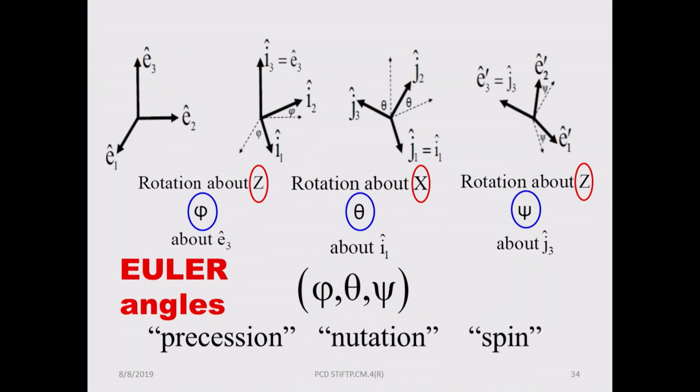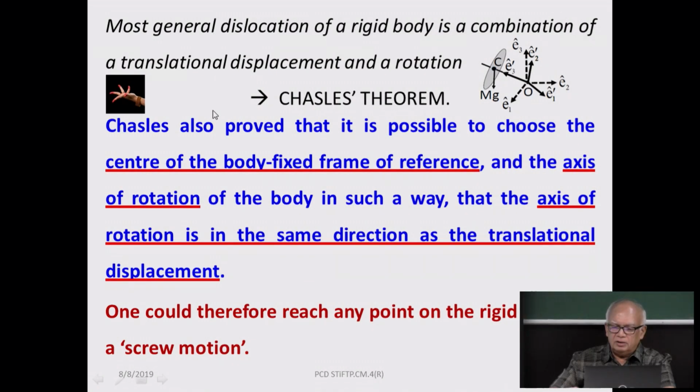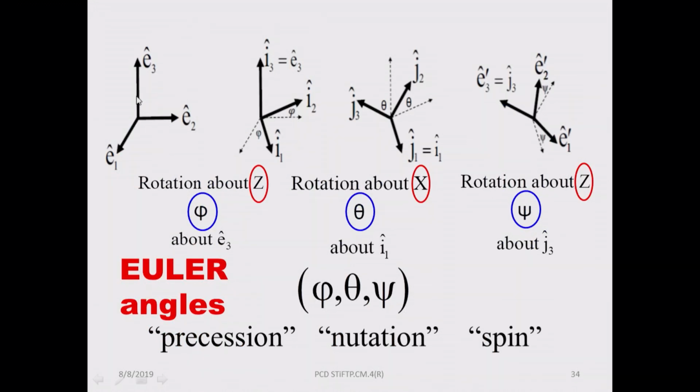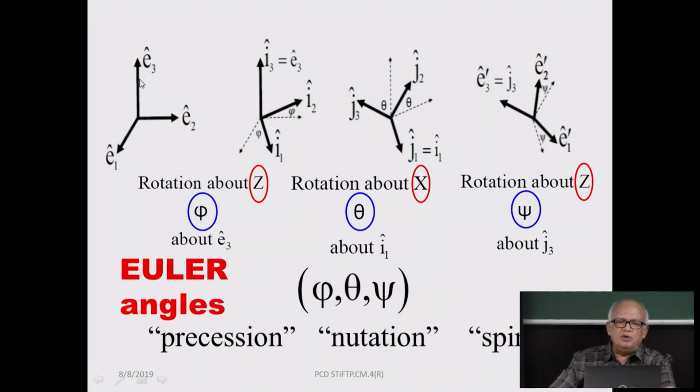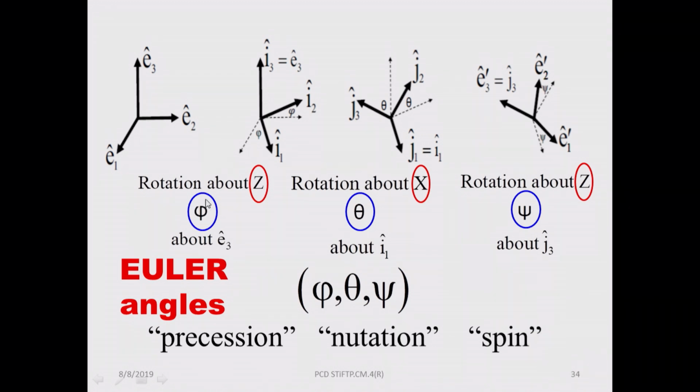So now you need these three rotations, and the three easiest rotations are those through the Euler angles. You begin with the original frame of reference, and you carry out one rotation about the z-axis through an angle phi. So this is the angle phi, and you get to a new frame of reference. Now you have a new x-axis and a new y-axis, but the same z-axis. And now about the new x-axis, you carry out a rotation through an angle theta.